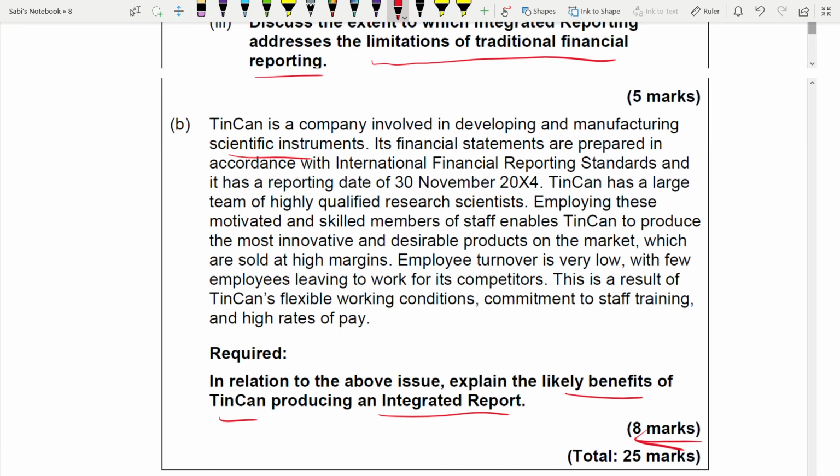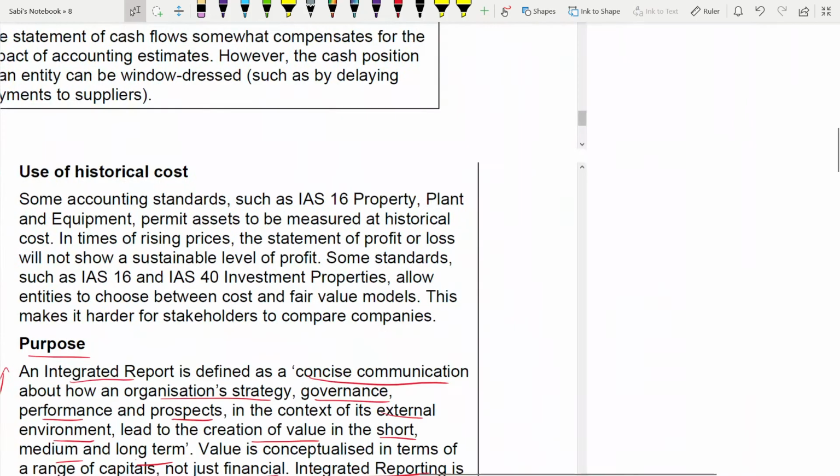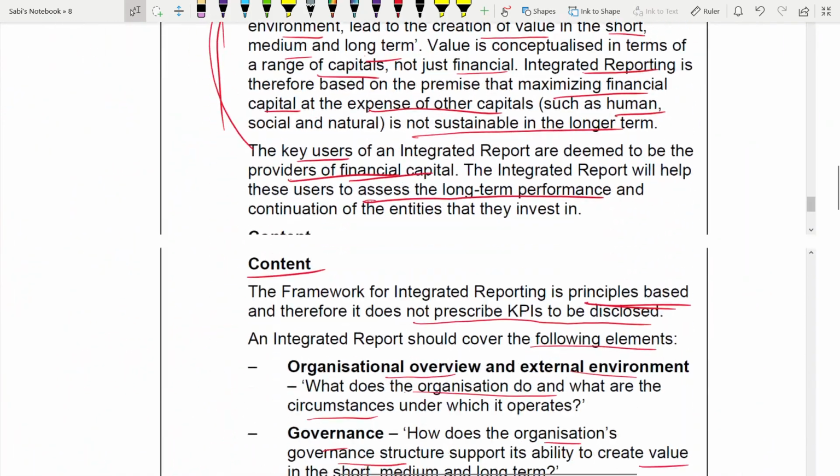They have a large team of highly qualified research scientists. Employing these motivated and skilled members of staff enables them to produce the most innovative and desirable products, which are sold at high margins. Employee turnover is very low. With few employees leaving, that means employees are very satisfied working with them. Very few are going to the competitor. And their working conditions are flexible, with commitment to staff training and high rates of pay. So in this case, integrated reporting is going to benefit in a number of ways, because all this they can present under integrated reporting, which will not be there in the financial reporting, right?